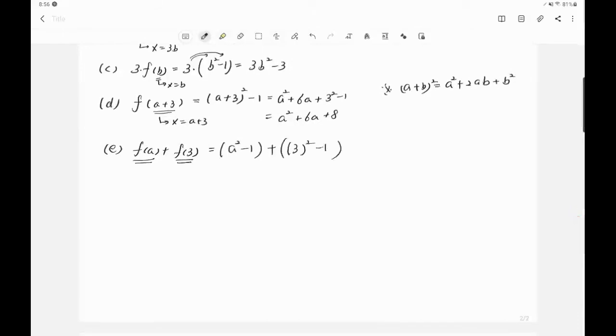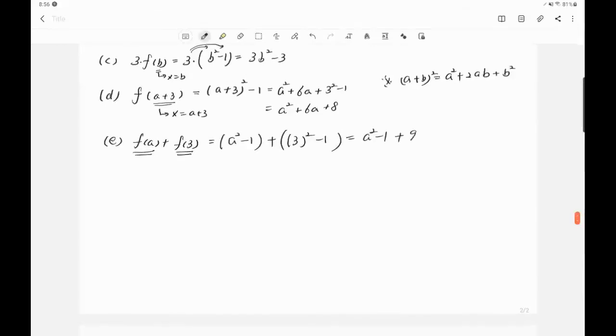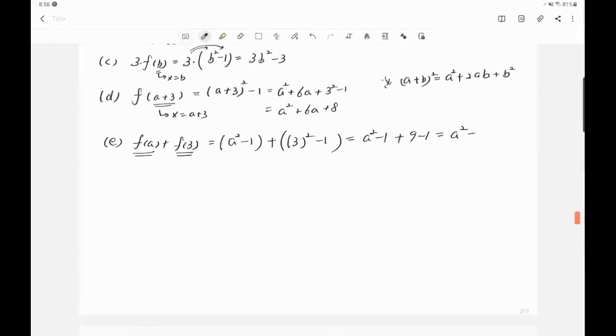This is f of 3, right? Then we can remove the parenthesis. And the second part is 9 minus 1, right? So this is equal to a squared, okay, so 8 minus 1 is 7. Can you see it? So first we need to get the y value when x equals a, and then get the y value when x equals 3. Then once we get the y values, add those two.